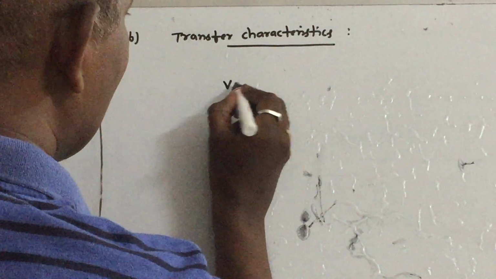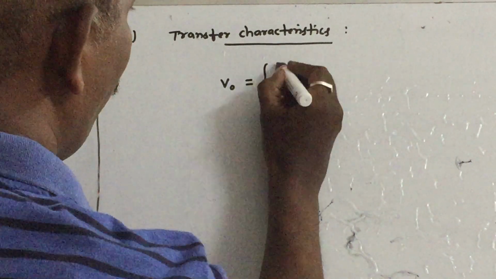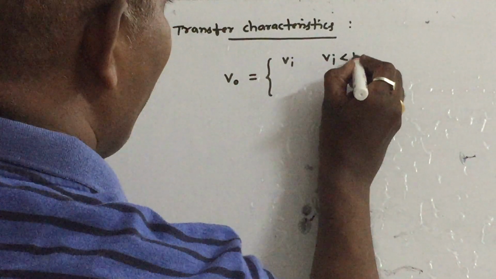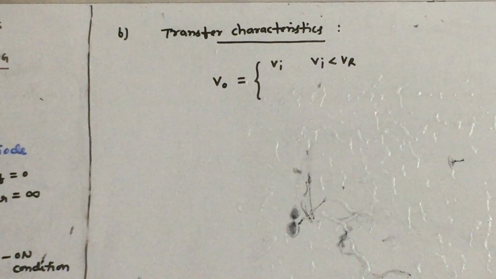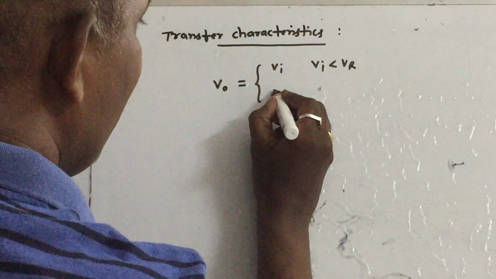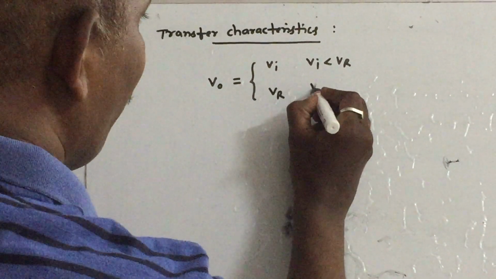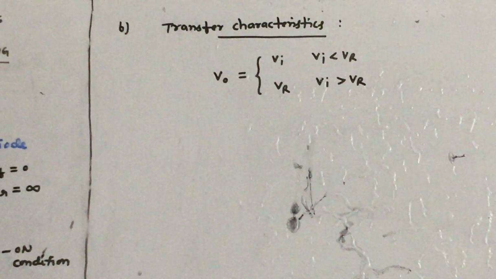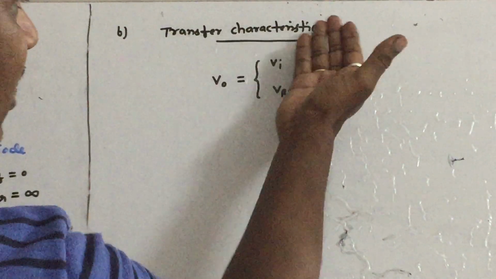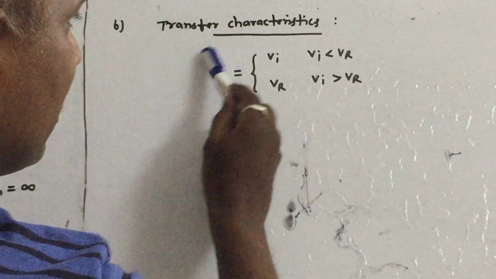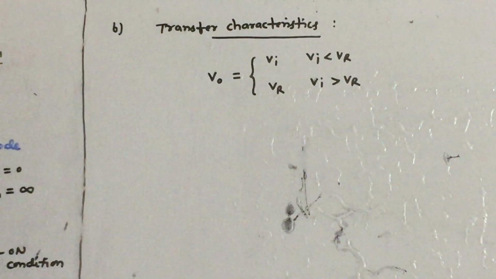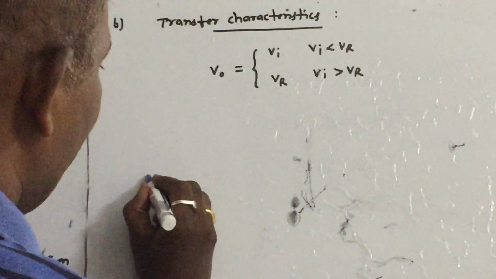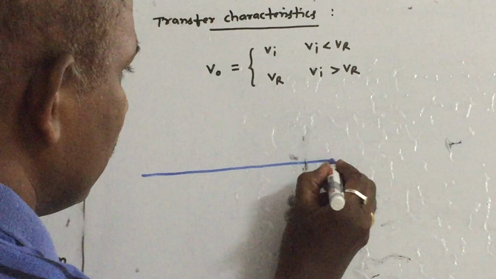So what is the output? The output is equal to Vi when the input voltage is less than VR, so V0 is equal to Vi, and the output voltage is equal to VR when Vi is greater than VR. Just to mention the input output relations, that is called transfer characteristics. Based on these mathematical equations, let us draw the graph between V0 and Vi. That is called the transfer characteristics graph, a very, very important topic.